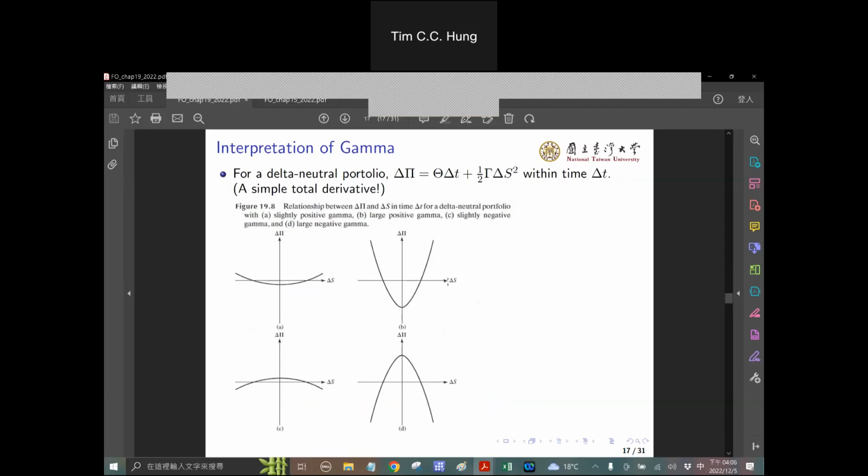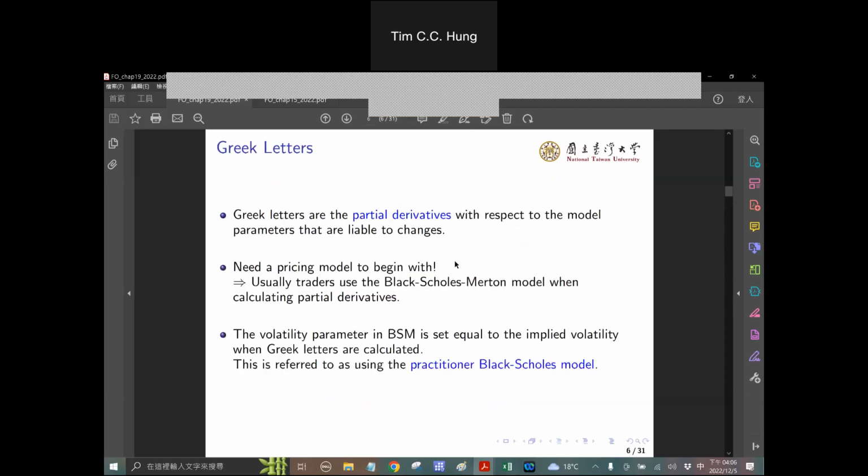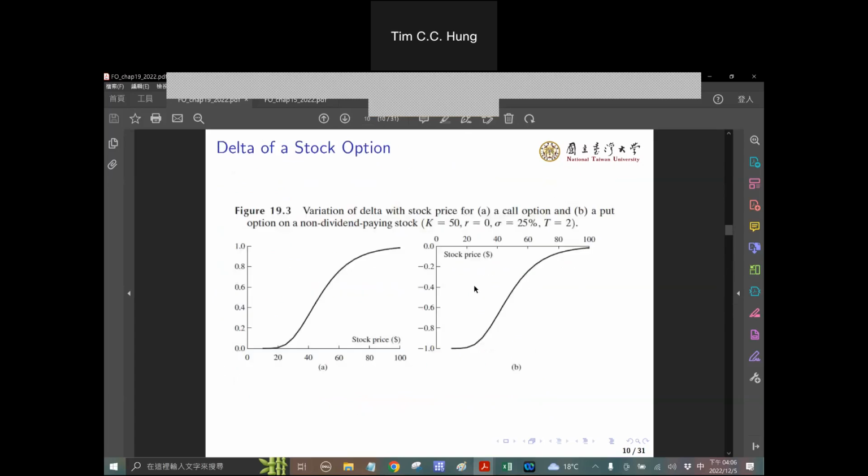What does it mean? Like we see in the previous plots, delta also changes from time to time with the stock price. So basically, you can also understand gamma as the slope of the curve at each point. That's another way to understand gamma. Or if you want to understand gamma by itself, it basically captures the larger price change in the underlying portfolio, a portfolio of options, with respect to a larger change in the stock price.